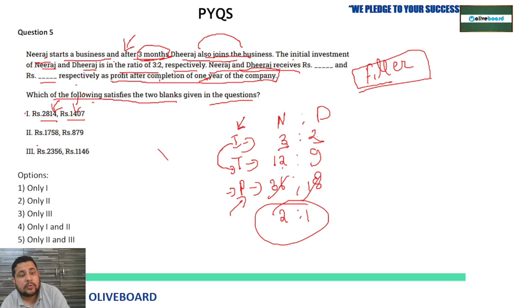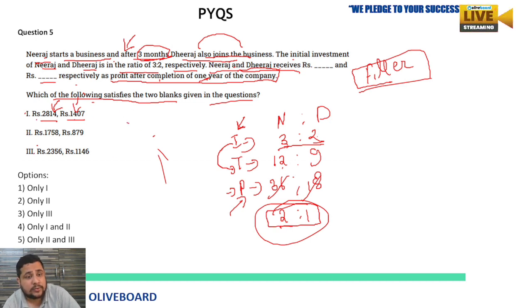So the values which we are going to fill must satisfy this, right? Because they have not given us any amount in rupees. They have given us some data in terms of ratio, investment in ratio form. So we can fill out the values accordingly, and the values which satisfy this ratio will be the possible values of the profit. Okay, so which of the following satisfy the two blanks? 2814, 1407. The ratio of these two values, just see, is 2 is to 1. Yes, 1407 twos are 2814, so 2 is to 1. So the first value satisfies this.